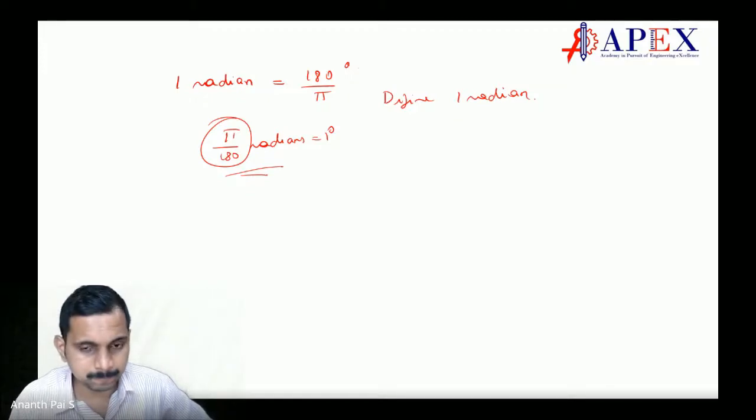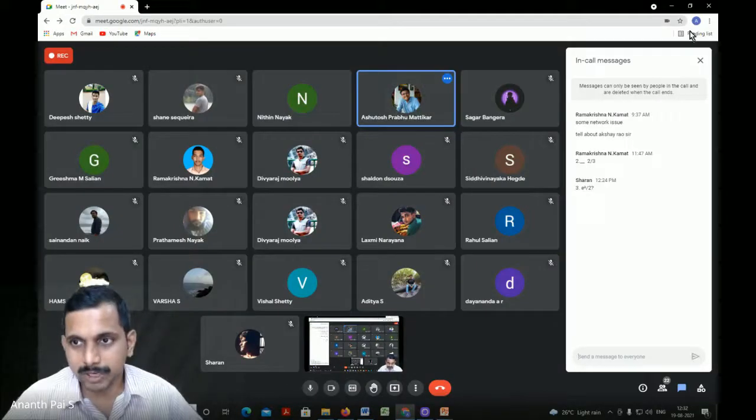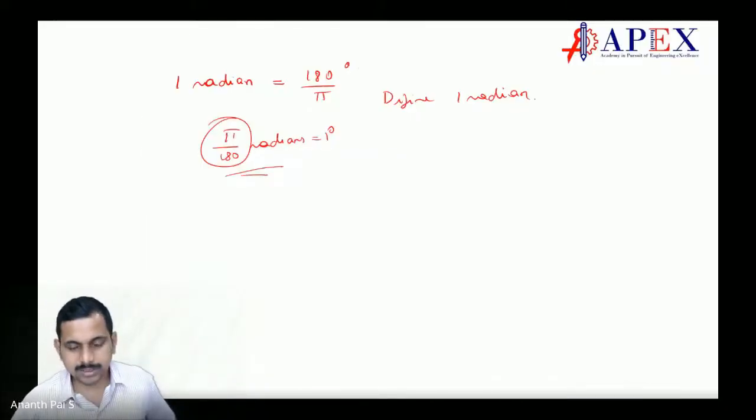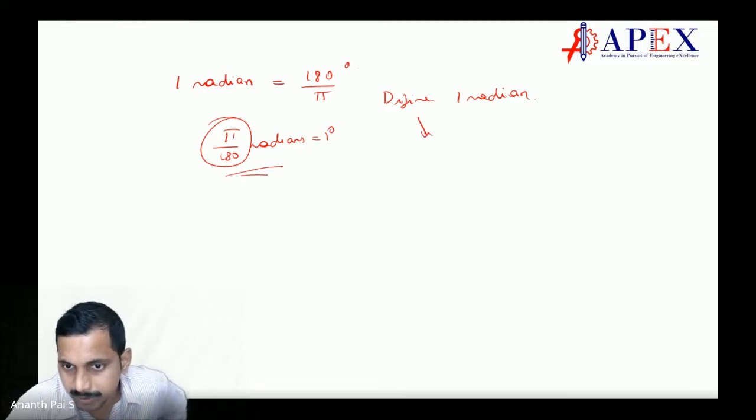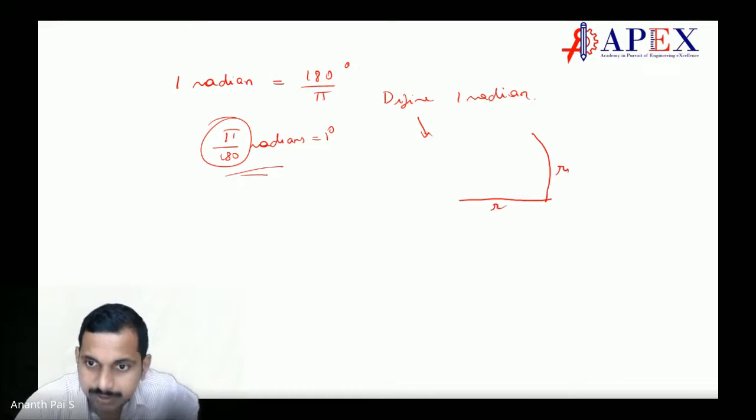Anybody else? 2 pi by 360? No. Definition: angle subtended by an arc whose length is equal to its own radius. Very good. That is 1 radian. So this is the basics which you have to understand. What is 1 radian? It is the angle subtended by an arc whose arc length is equal to the radius. That angle is 1 radian.